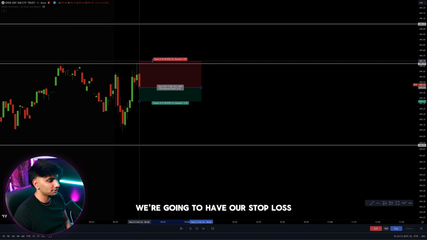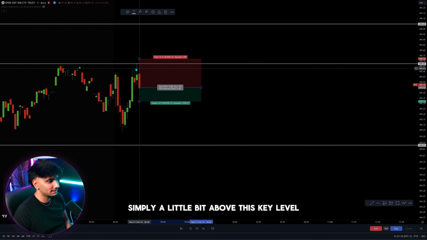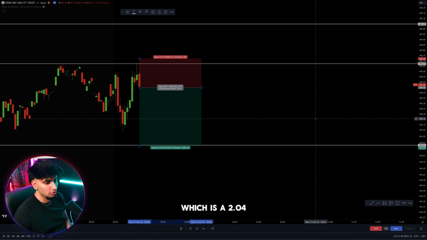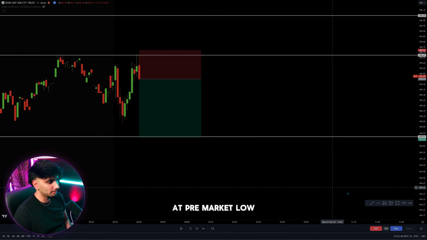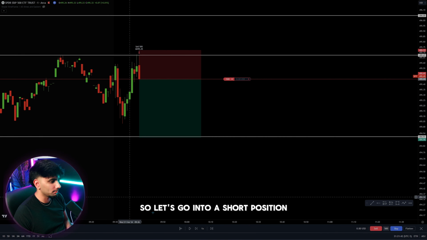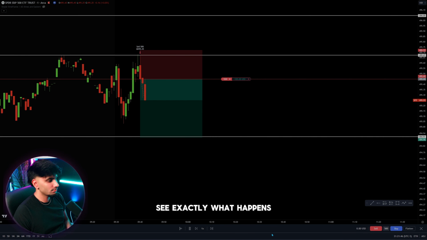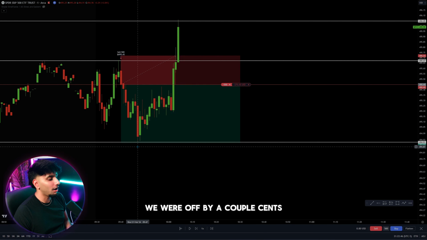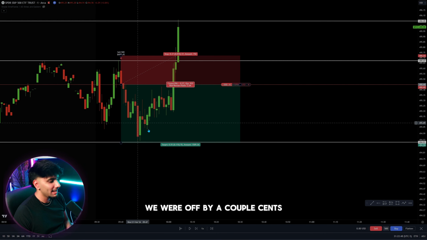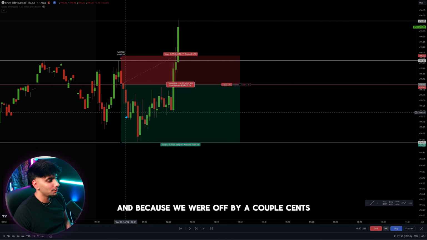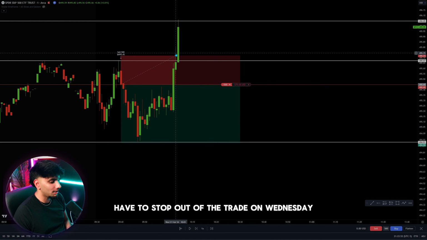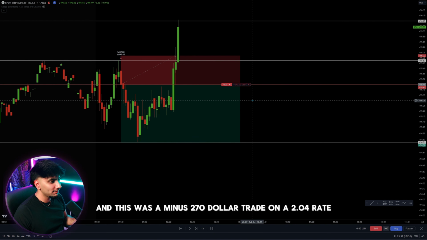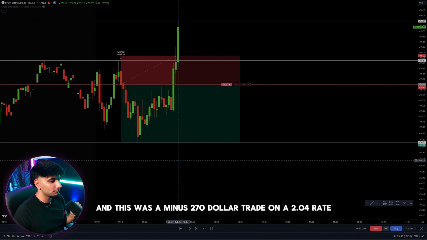We're going to have our stop loss simply a little bit above this key level or this candlestick. And we're going to have our targets down here, which is a 2.04 at pre-market low. So let's go into a short position, see exactly what happens. Now, in this example here, what do we see? We were off by a couple cents. And because we were off by a couple cents, we did unfortunately have to stop out of the trade on Wednesday. And this was a minus $270 trade on a 2.04 risk.